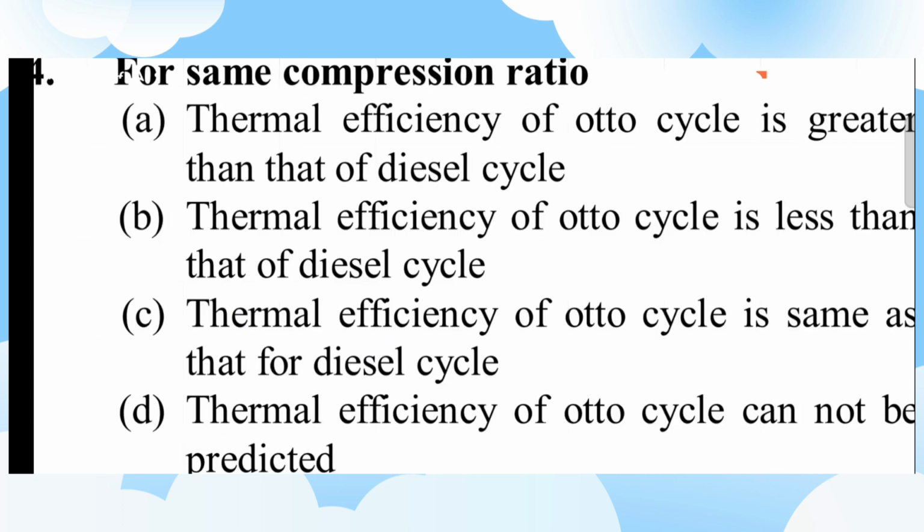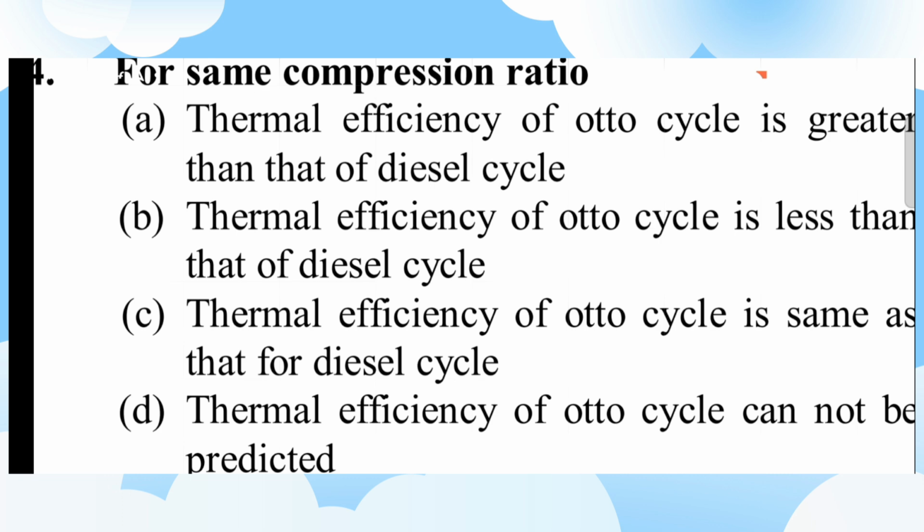Question number 54. For the same compression ratio, A. thermal efficiency of Otto cycle is greater than that of diesel cycle. B. Thermal efficiency of Otto cycle is less than that of diesel cycle. C. Thermal efficiency of Otto cycle is the same as that of diesel cycle. D. Thermal efficiency of Otto cycle cannot be predicted.